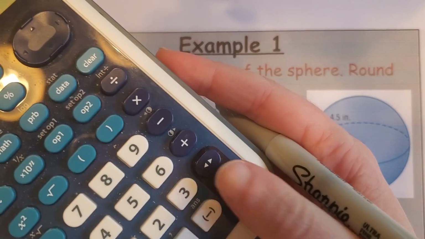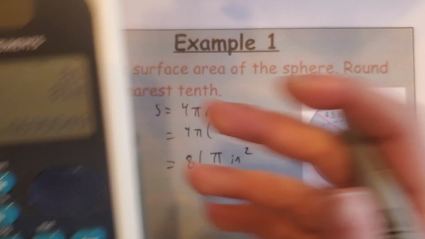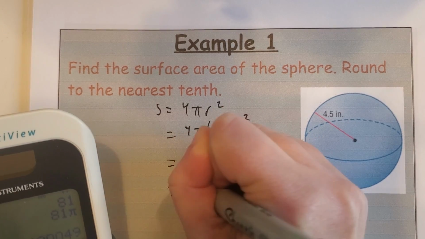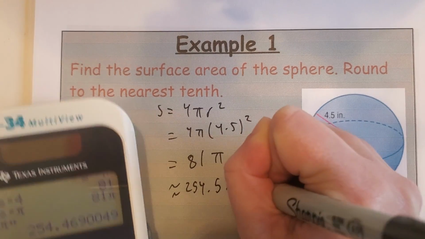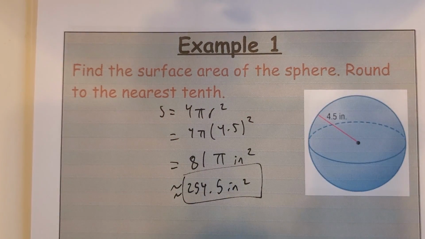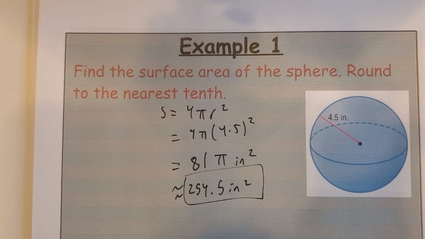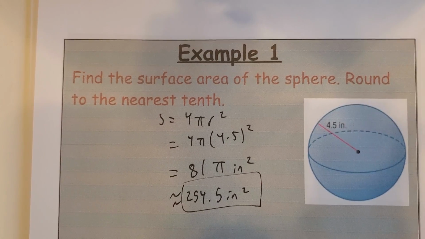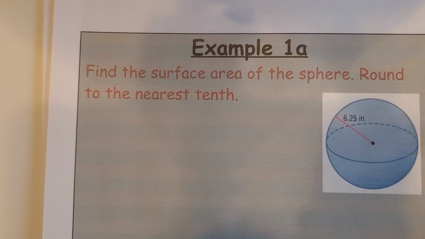Then I'm going to hit this button down here to round that off, and that gives us approximately 254.5 inches squared. I feel like I've said this in every single video on surface area. Be careful with directions. Be careful with your units. Be careful with rounding if it does ask you to round.